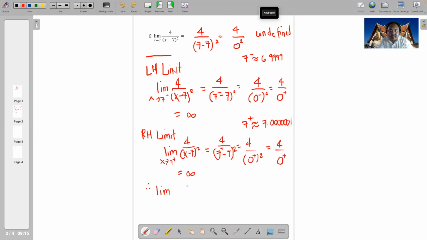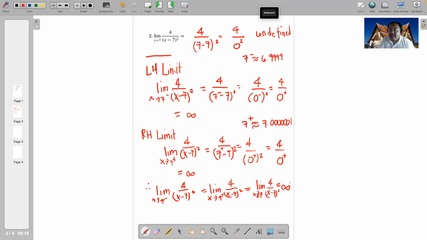Okay, since the limit of 4 over (x minus 7) squared as x approaches 7 from the left is equal to the limit of 4 over (x minus 7) squared as x approaches 7 from the right, since they are equal, then we can conclude that the limit of 4 over (x minus 7) squared as x approaches 7 is positive infinity.